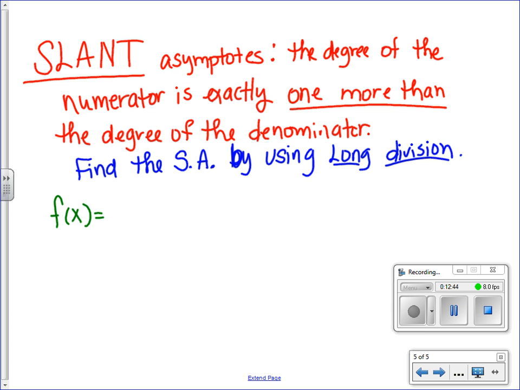It's not super bad though, the long division, but it does have to be long division. You can't use synthetic.